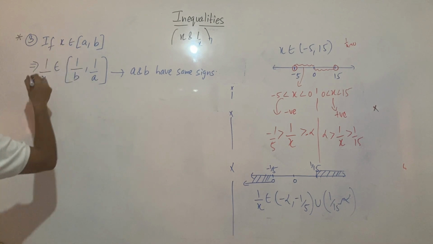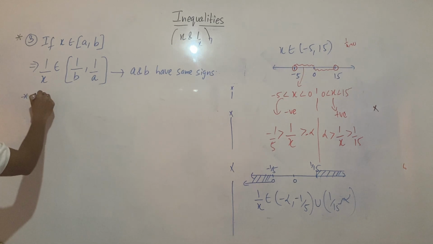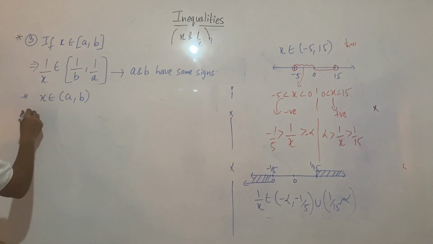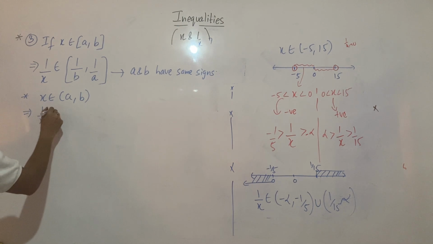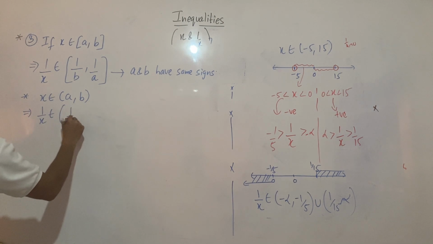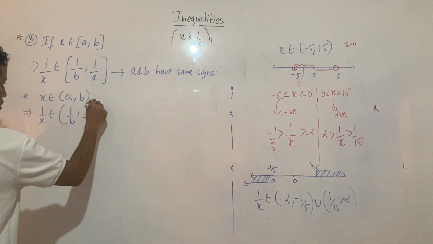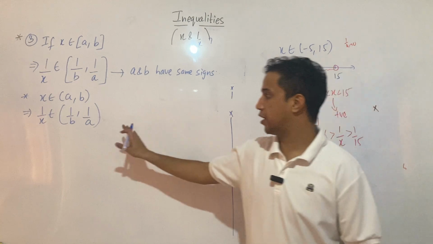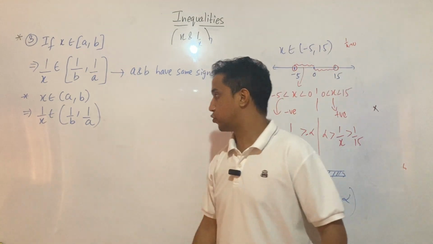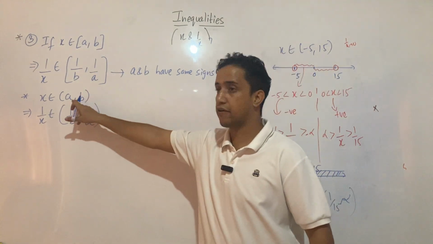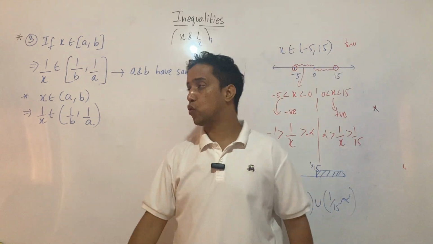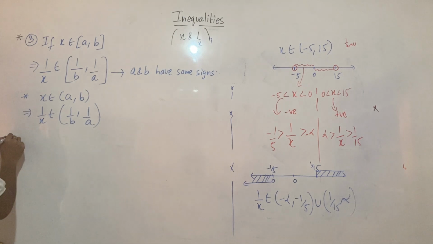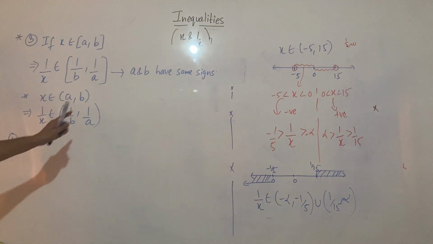If it is an open interval, so again x belongs to the open interval a b, then 1 over x will stay the same except for one thing: the interval we are going to use will become open. Here it was closed, here it is open, because for x we have an open interval, so 1 over x will also have the open interval.